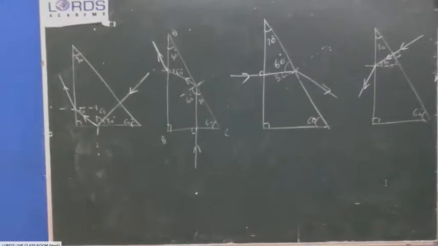Wavelength means wavelength or color. We know the relation between these two: color is dependent on wavelength. Critical angle increases with increase in wavelength. And the next one is temperature. Same thing: when temperature increases, critical angle increases.